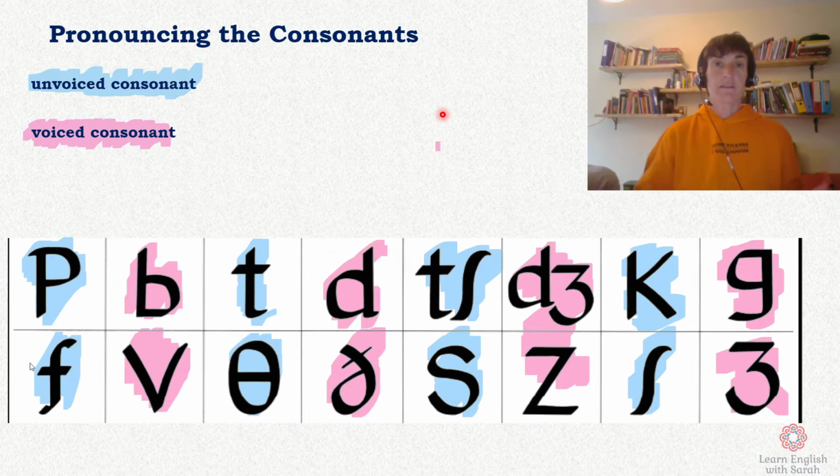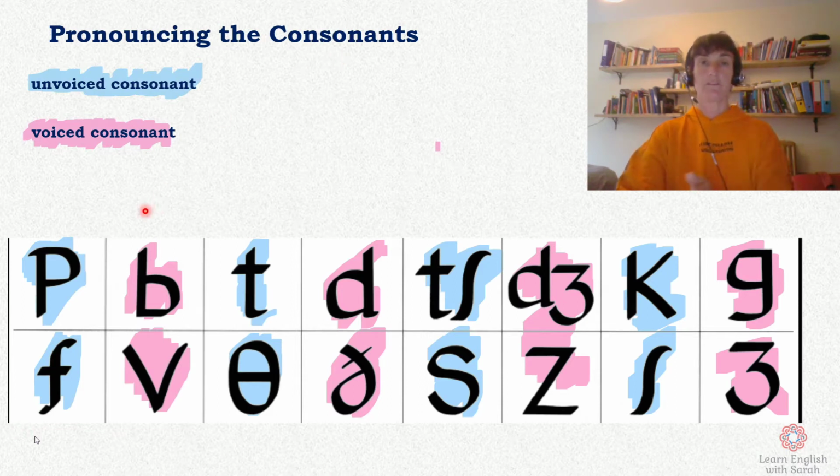Now, sometimes people get a little bit confused with some of these because some of them look the same as letters, right? All of these could be actual letters, but they're not. So I'm going to go through these consonants pair by pair. So this first pair here. Now these ones look like the letters P and B, but they are not P and B, they are /p/ and /b/.